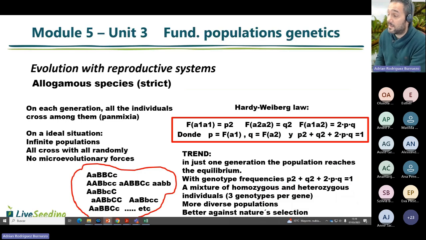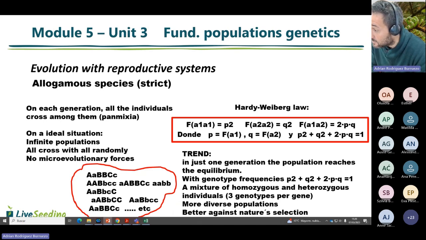So you can understand that the number of different genotypes in allogamous species, those which follow cross-pollination, is more diverse. And this kind of reproductive system is better against natural selection. Why? Because they are a more diverse population and they are more resilient. They can offer against natural selection a higher number of gene combinations to face the challenges of natural selection.